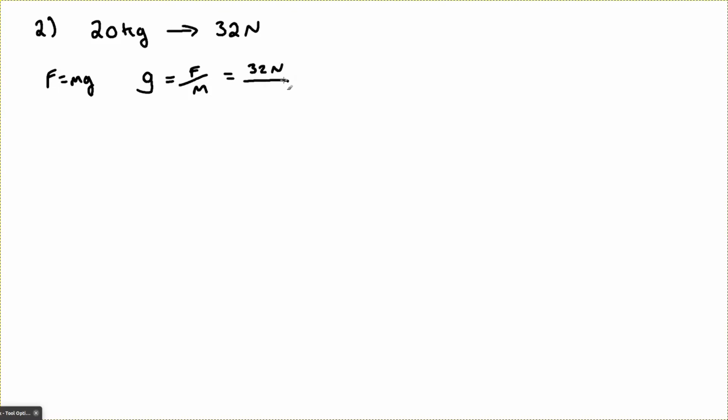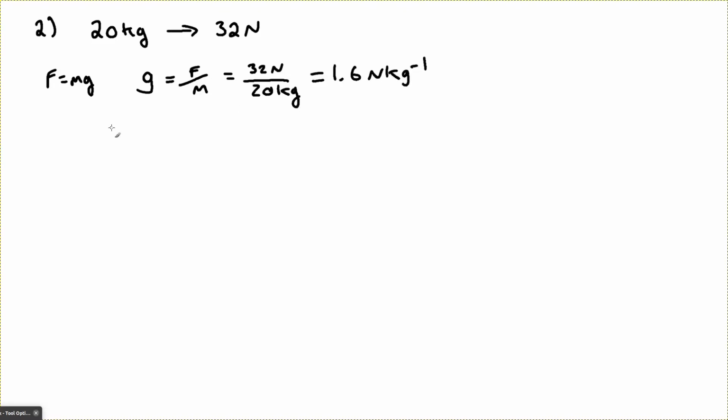Gravitational Fields worksheet, starting from question 2, where we are told that on the surface of the moon, if we have a 20 kilogram mass, it will experience a force of 32 newtons. So clearly here, 20 kilograms, 32 newton force. What force is acting per kilogram? The gravitational field strength, remember F equals mg. So the gravitational field strength, which is just the force acting per unit mass, will be 32 newtons over 20 kilograms, which is 1.6 newtons per kilogram.